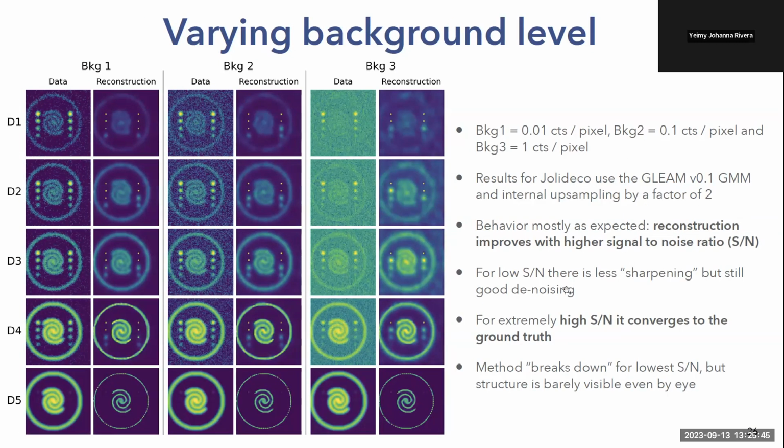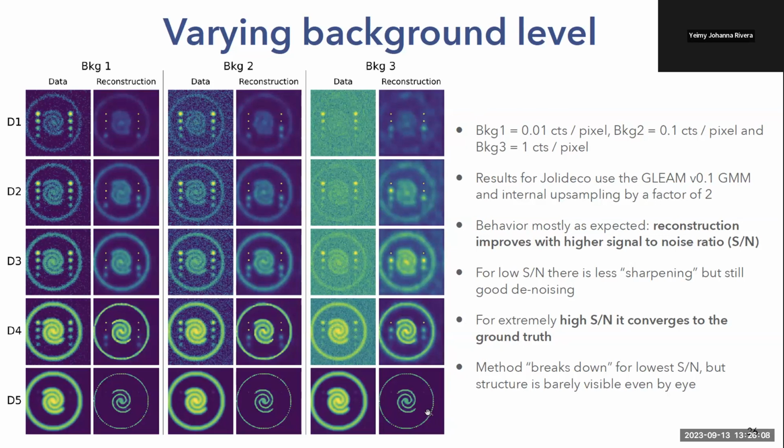So for the low signal-to-noise ratio, there's less sharpening. This is also expected, but you can see that it still does the denoising. But still, for extremely high signal-to-noise ratio, and I think this is the important part, it actually converges to the ground truth. Almost, you can see in this case, albeit there are some effects here.